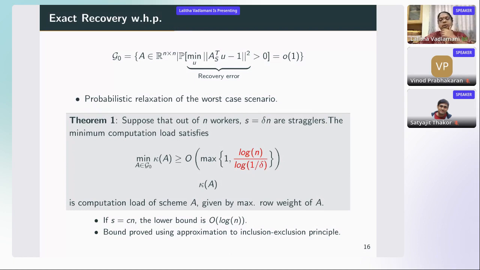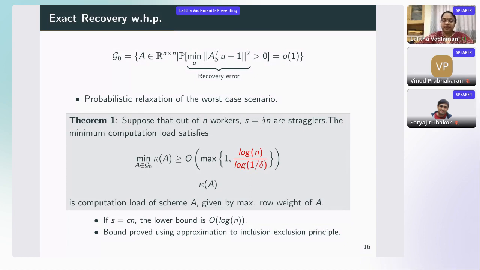All right. So the takeaway from this theorem is that it is greater than or equal to this quantity, log n divided by log 1 by delta. In particular, if s was linearly increasing with n, then the lower bound that we have is only O of log n, whereas the previous one which we had was O of n, right, s plus 1. But here in this case, it's just O of log n. And that's the improvement that we get by relaxing the gradient coding problem to this approximate gradient coding problem.